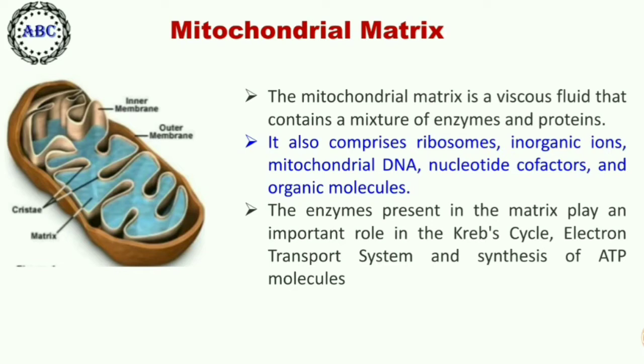The mitochondrial matrix is a viscous fluid that contains a mixture of enzymes and proteins. It also comprises ribosomes, inorganic ions, mitochondrial DNA, nucleotide cofactors and organic molecules. The enzymes present in the matrix play an important role in the Krebs cycle, the electron transport system and the synthesis of ATP molecules. In this diagram, this blue colored gel is nothing but the mitochondrial matrix.